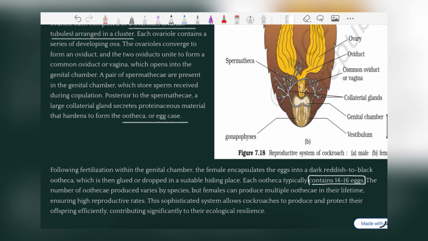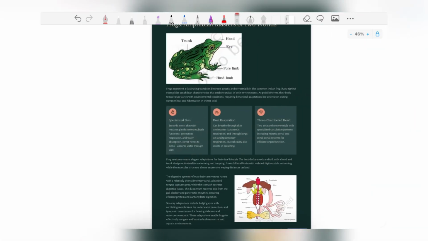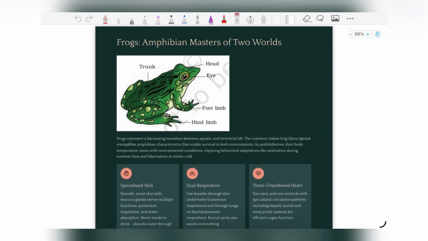The number of ootheca produced varies by species, but females can produce multiple ootheca in their lifetime, ensuring high reproductive rates. This sophisticated system allows cockroaches to produce and protect their offspring efficiently, contributing significantly to ecological resilience. Means to fight with the ecosystem.